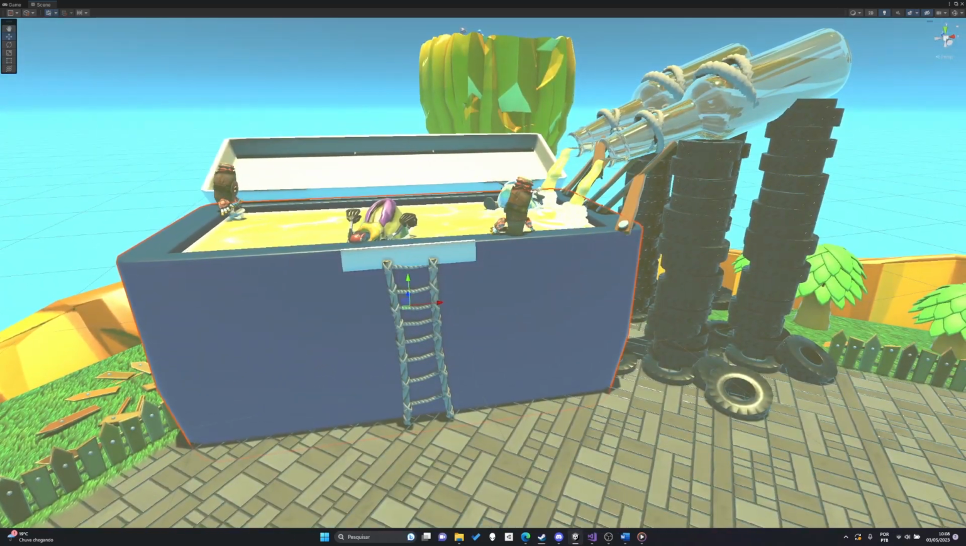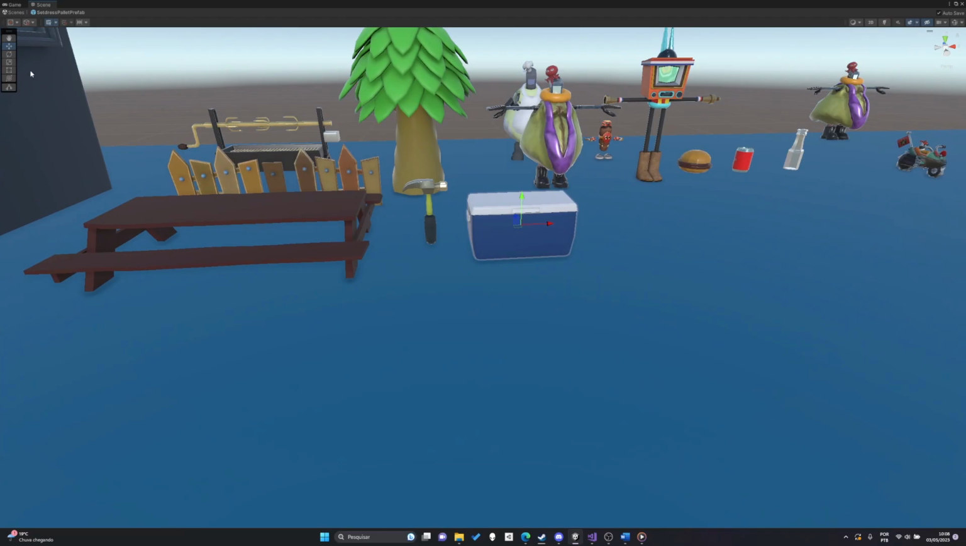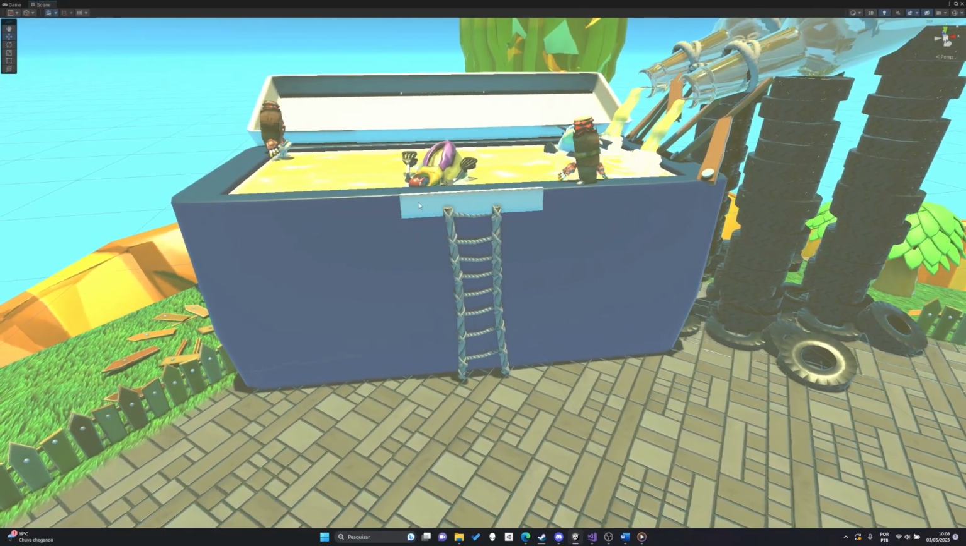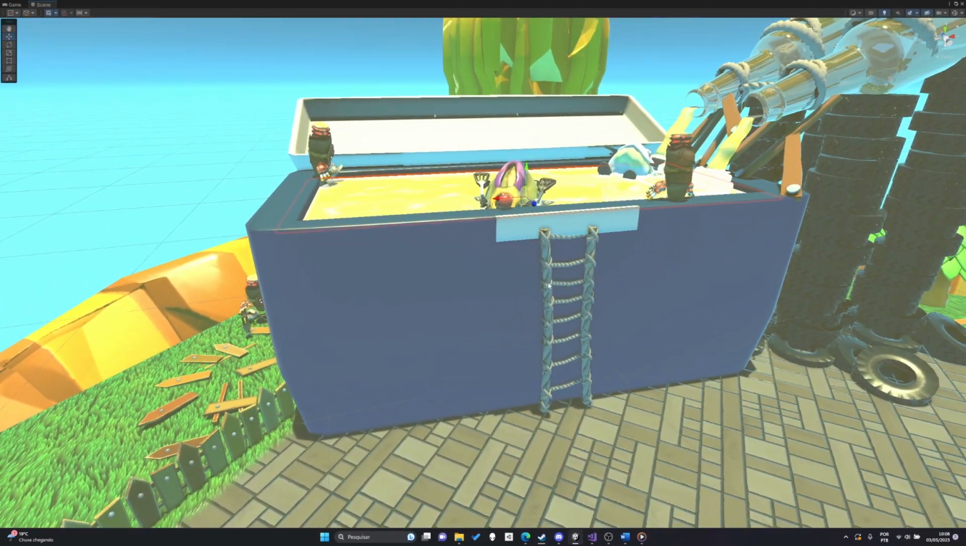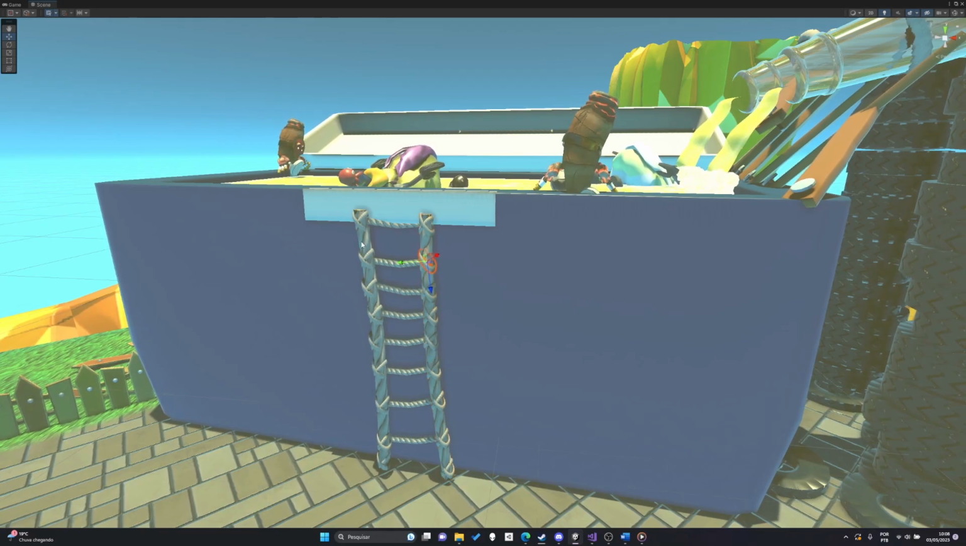For the beer pool, I used a scaled up version of the cooler and gave the impression that it's filled with beer by using a beer shader attached to a plane. To make the structure more believable, I grabbed the tire swing ropes and adapted them into a rope ladder by using different scales and rotations.